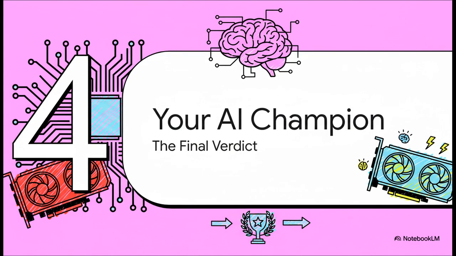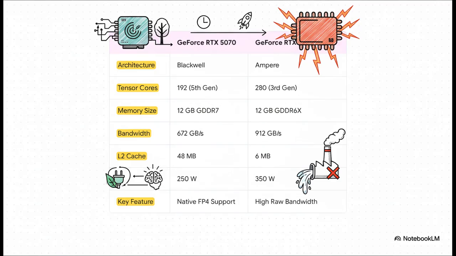So we've looked at the brains, the brawn, and the stamina. The big question is, which one do you put in your corner? How do you pick your champion? So here it is, the tale of the tape. We've got all the key specs laid out side by side. And you can really see the story here, can't you? It's the 3080's pure raw bandwidth versus the 5070's modern features and incredible efficiency.